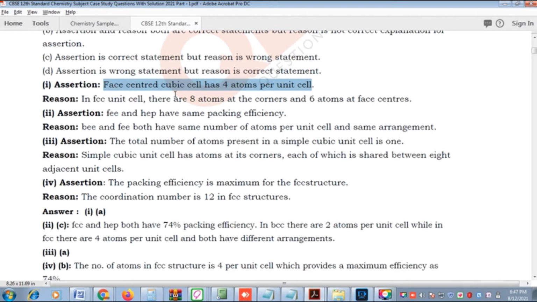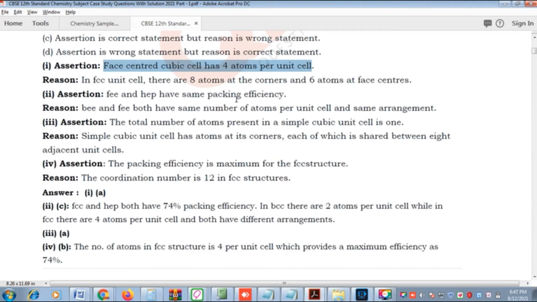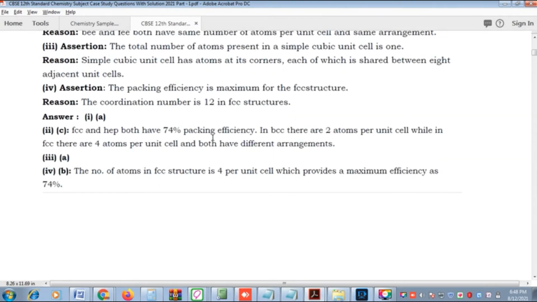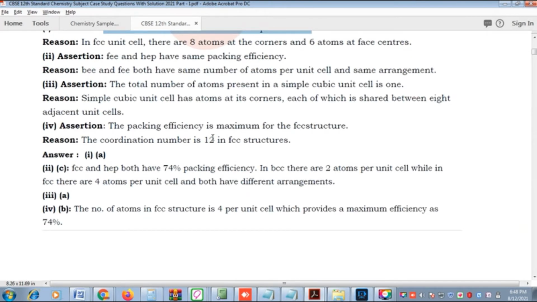The assertion is that the face-centered cubic cell has 4 atoms per unit cell. The reason is that in the FCC unit cell there are 8 atoms at the corners and 6 atoms at the face centers. This is an assertion-reason type. The second one also follows the same assertion-reason pattern, and the fourth one also follows it. The first question is fully based on assertion-reason in the case study. This is what we said yesterday and the day before: how to read the passage or the question section well in a case study.